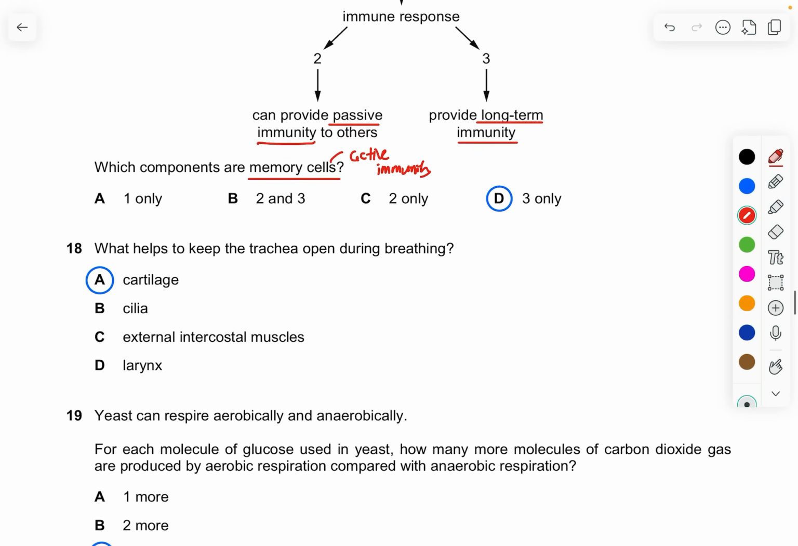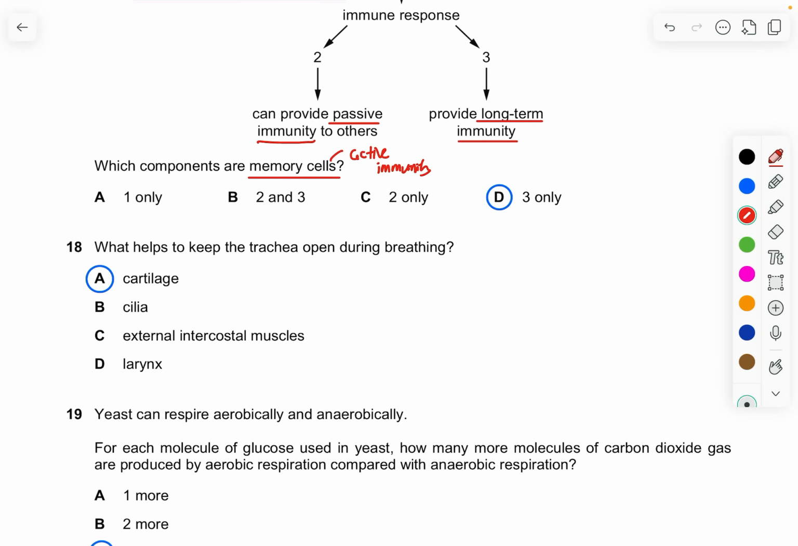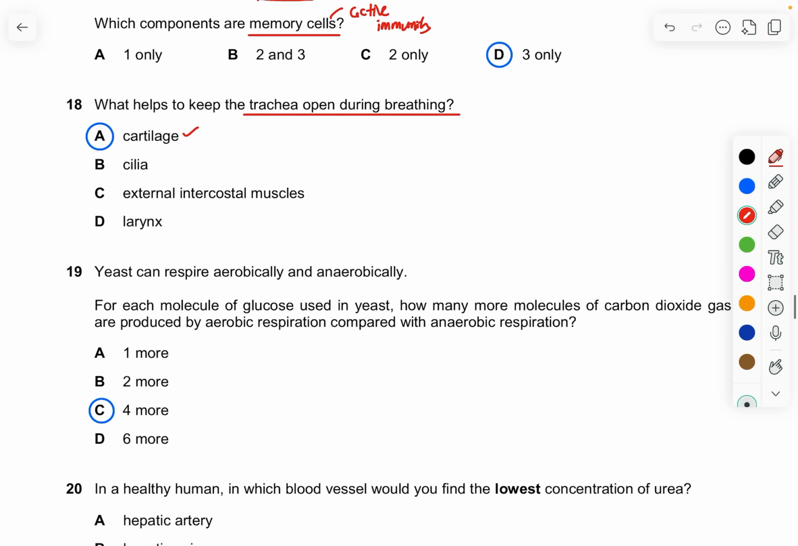Question 18. What helps to keep the trachea open during breathing? The answer is the cartilage, which provides flexibility and also prevents collapsing. The cartilage is a little bit more flexible during breathing, when it's able to expand and able to narrow in certain situations. This cartilage is very useful for breathing to occur.